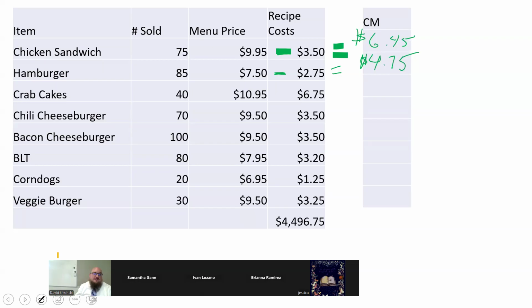So our crab cakes, what is our contribution margin? $4.20. Good. And last but not least, our chili cheeseburger, $6. Now, if you have the handout, the rest of it is already given to you. It's going to go ahead and fill it in.